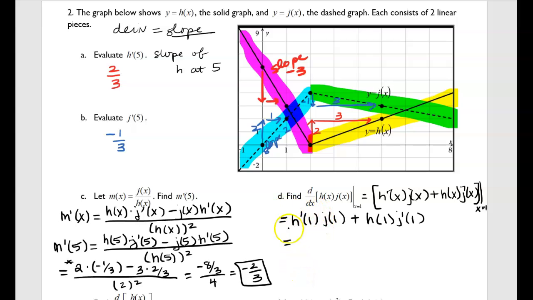Looking at this, h prime of 1 means the slope of h at 1. So make sure you're looking at the right line here. I'm looking at this pink line. That has a slope of negative 3. j of 1 means the y value of j at 1. That's this blue line. The y value is 2. h of 1 means the y value of h at 1. That's this pink line. That has a y value of 3. Times my slope of j at 1. That slope is 2. That's the blue line there. So I have negative 6 plus 6, which is 0.